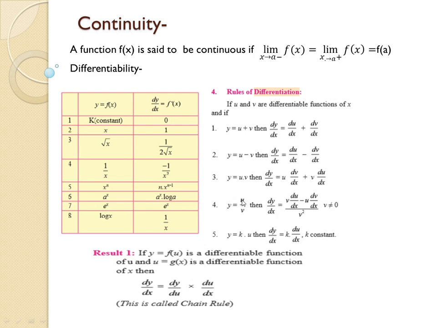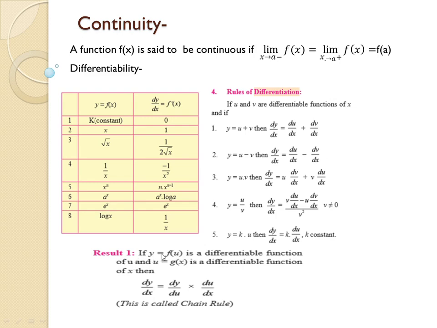If y is equal to u upon v, then dy by dx is equal to v du by dx minus u dv by dx, upon v square, where v is not equal to 0. This is called as quotient rule. If y is equal to k into u, then dy by dx is equal to k into du by dx, where k is any constant number.